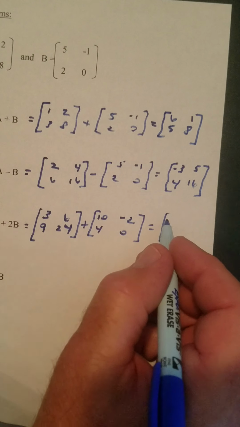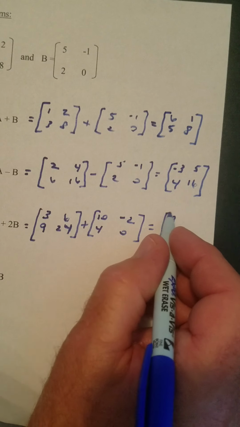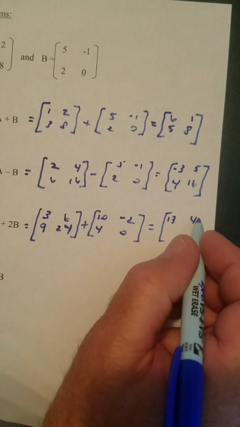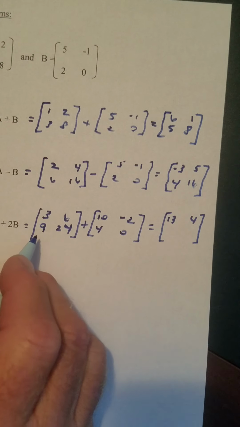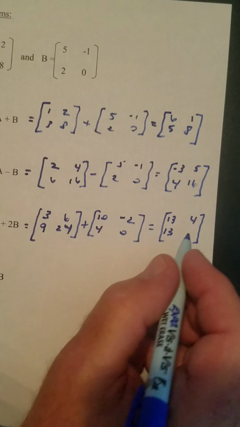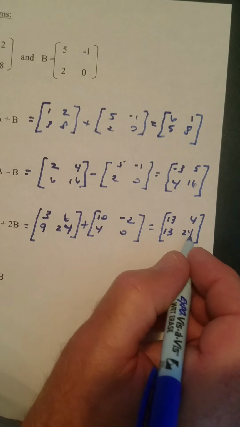Three plus 10 is 13. 6 plus negative 2 is 4. 9 plus 4 is 13. And 24 plus 0 is 24.